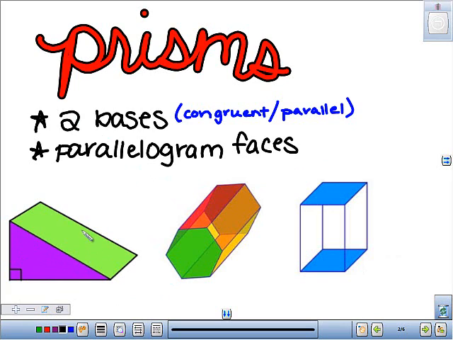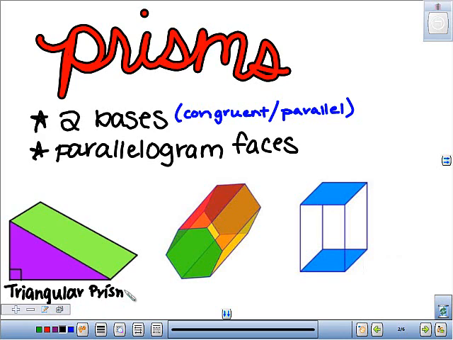So if you look at this first example down here, the back of this figure would have another triangle, like this purple one. And if you can picture this left side and the bottom, those would all be quadrilaterals or parallelograms. So this would be a triangular prism, because you name prisms by the bases, and there are two triangles, and then there's going to be three rectangles. So this is a triangular prism.